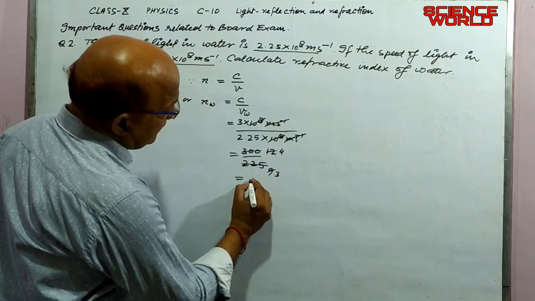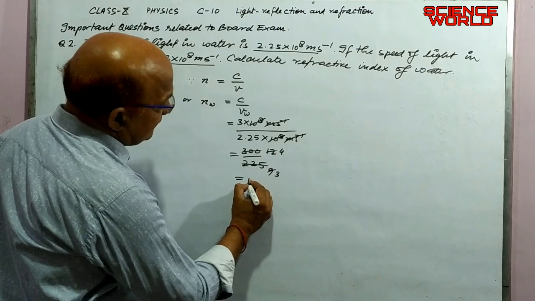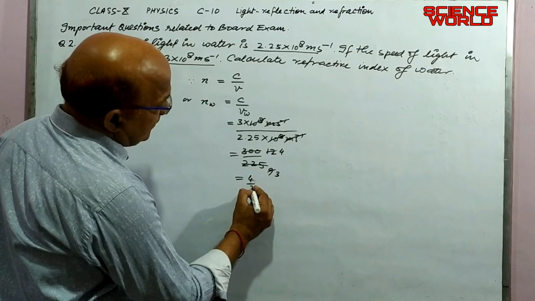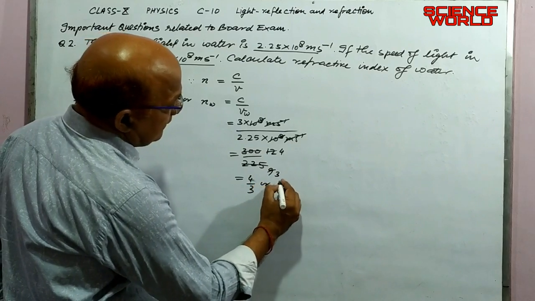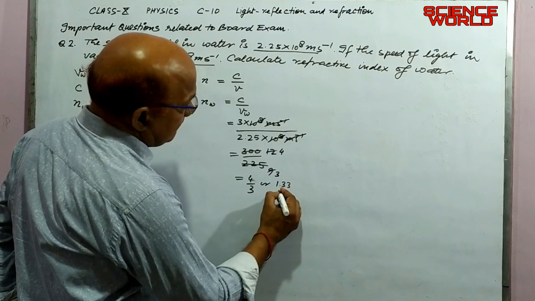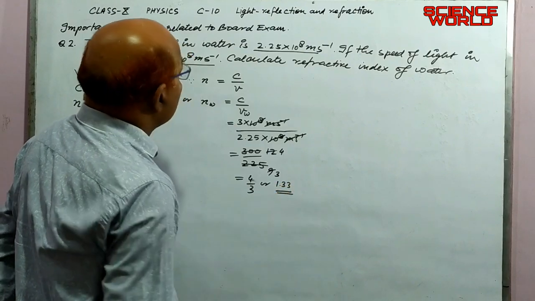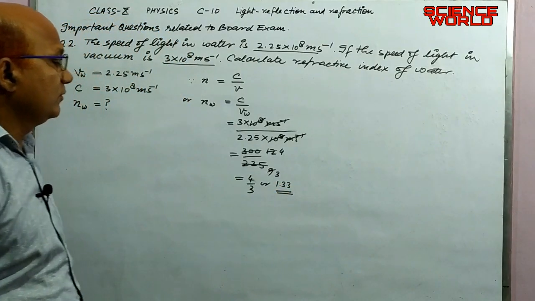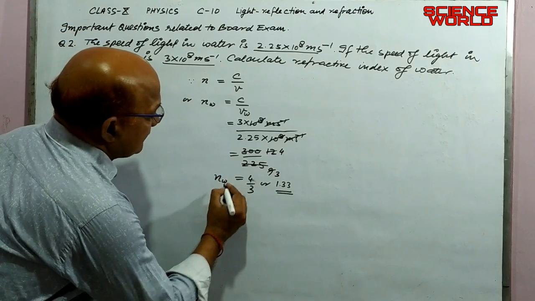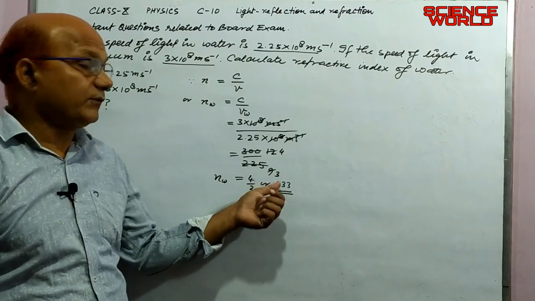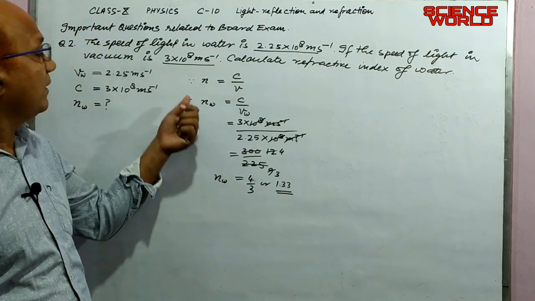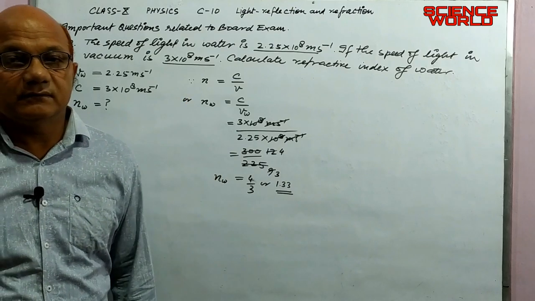It means approximately you can write 4 by 3 or 1.33. This is the required value. So, refractive index of water is 1.33. Okay. Now, take a screenshot of it.